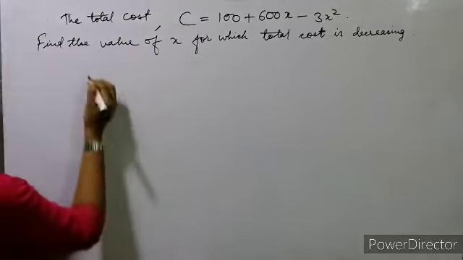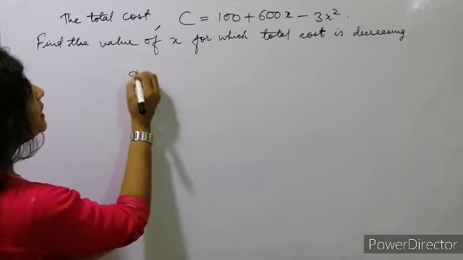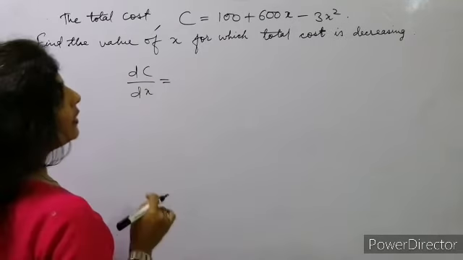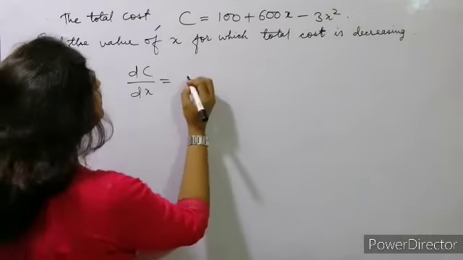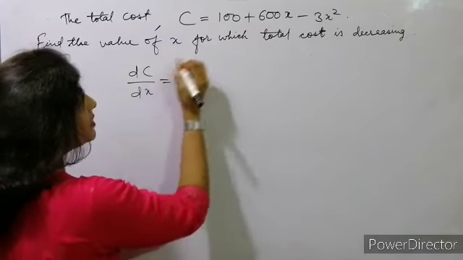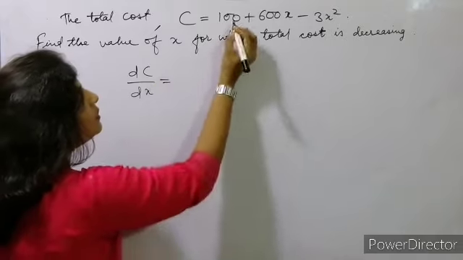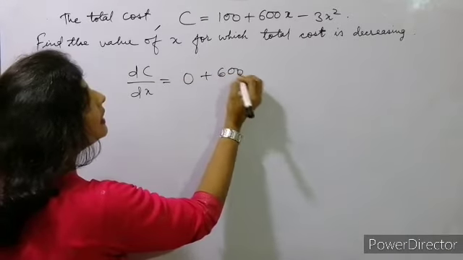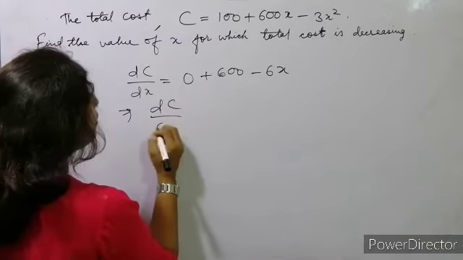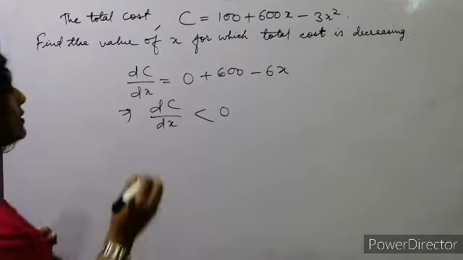So first of all, this is total cost, and for cost decreasing we find dC upon dx, with respect to x. This should be less than 0 so that it will be decreasing. So dC upon dx will be equal to 0 plus 600 minus 3 into 2, that is 6x. So dC upon dx should be less than 0 for total cost decreasing.